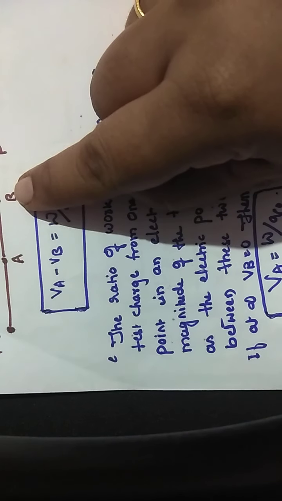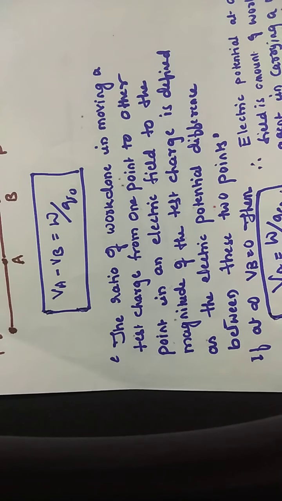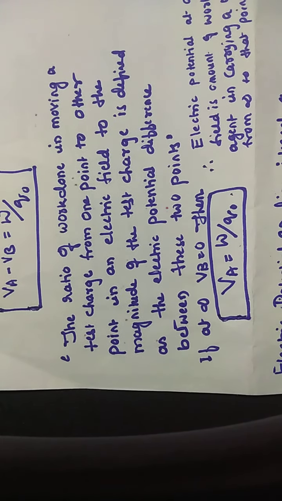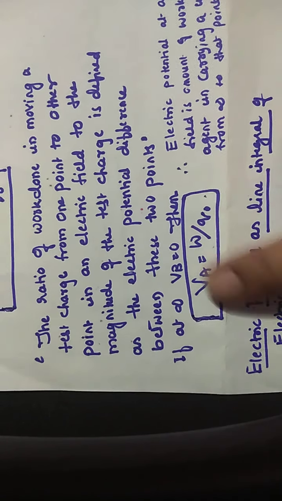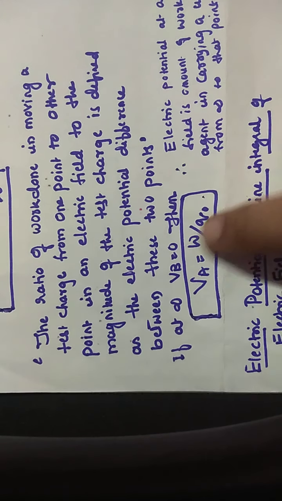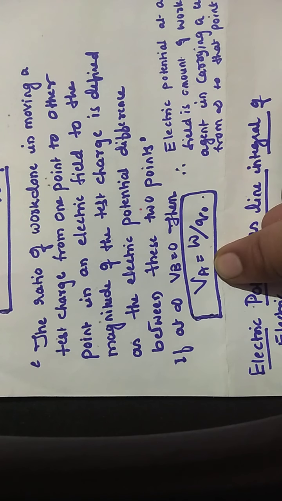Now if this point B is shifted to infinity, then what happens? It is assumed that at infinity the potential is 0, then VB will be equal to 0, then VA, that is potential at point A, is equal to W by Q naught. Then how to define potential at any point in an electric field?